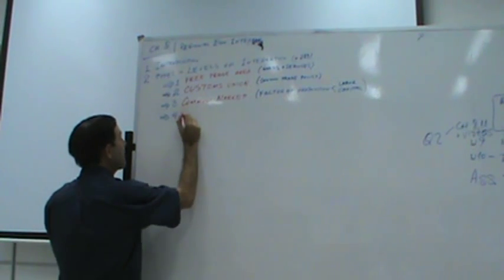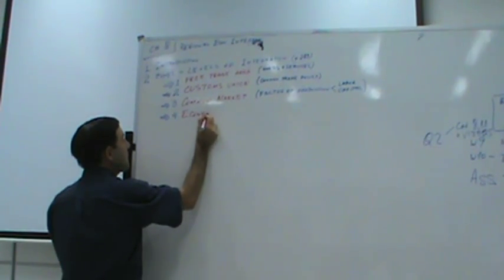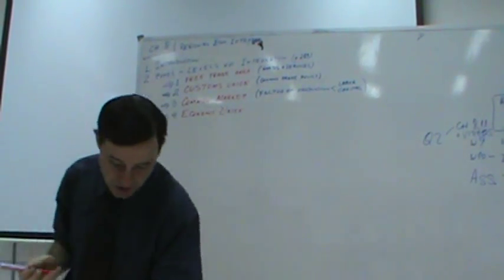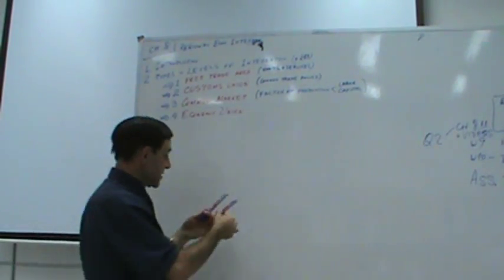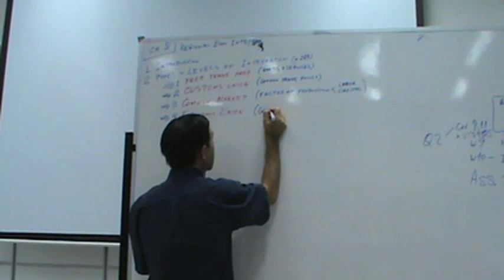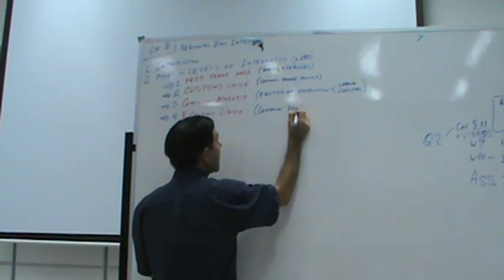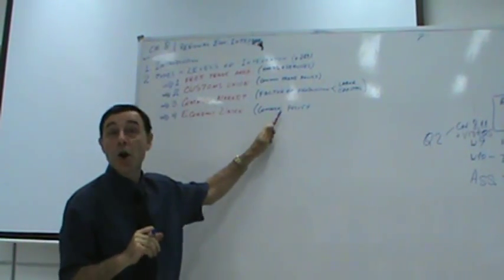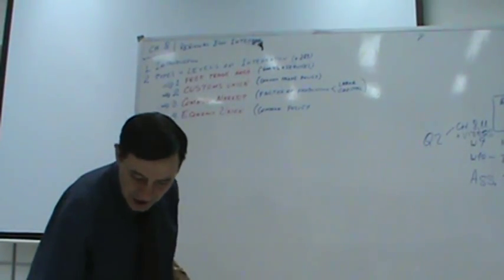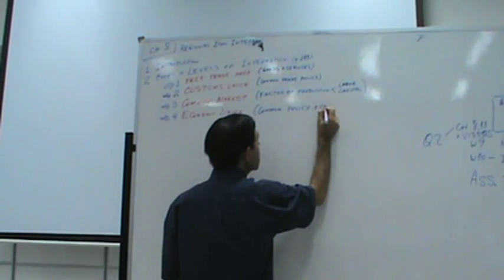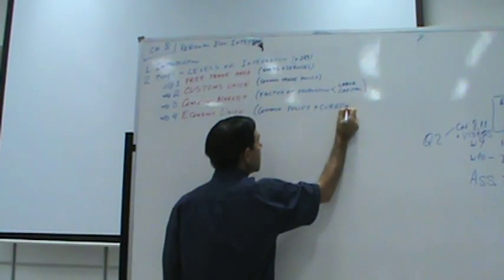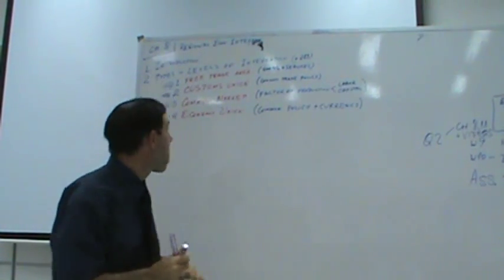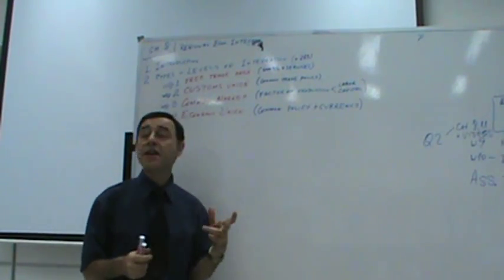Economic union. And economic union means common economic policy. I don't write it, but it's common economic policy. And here in the book, they also said and common currency. Now, so they're going to have common economic policy.